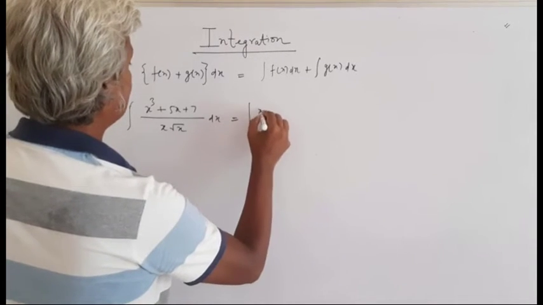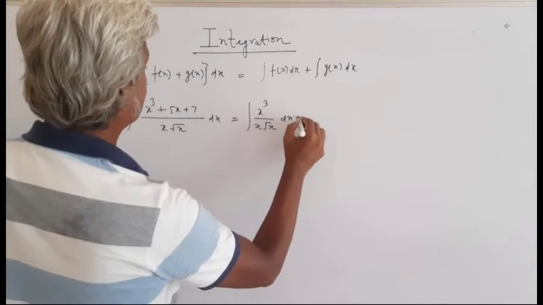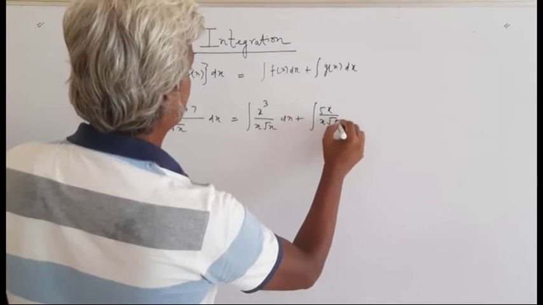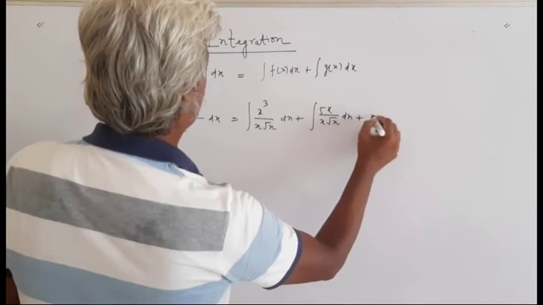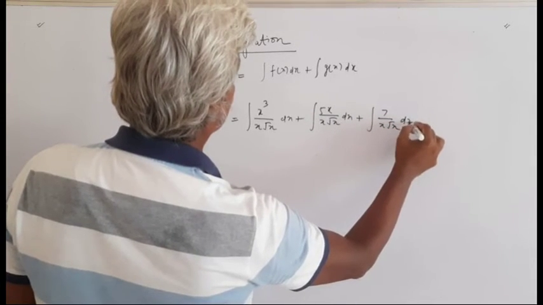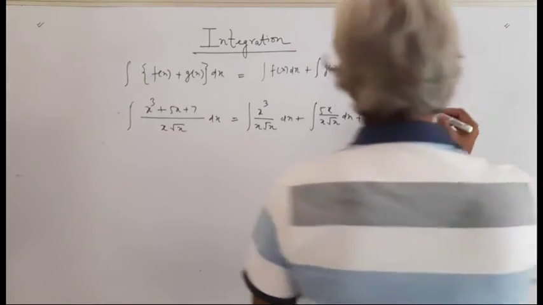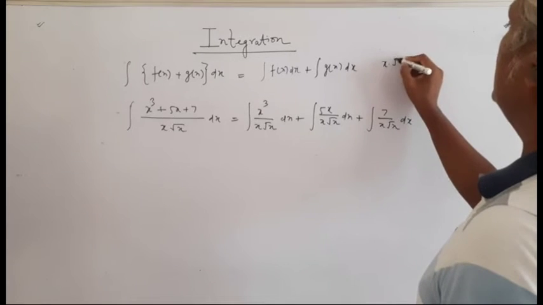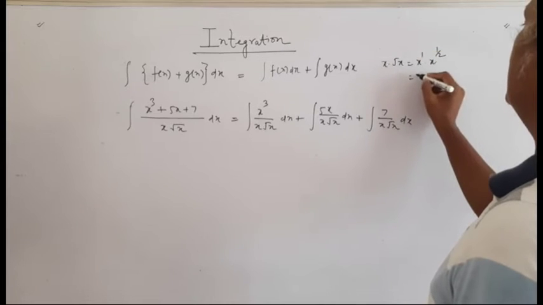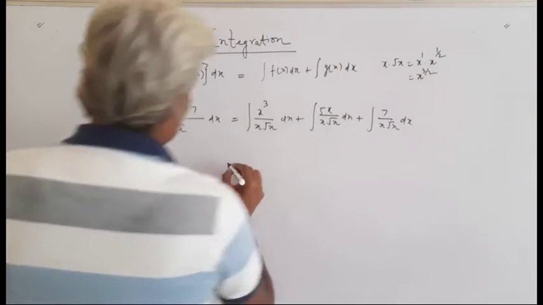So this is x to the power 3 over x root x dx, plus 5x over x root x dx, plus 7 over x root x dx. Now, what is x root x? x root x is x into x to the power half. Now use indices: this is 1 plus half, that is 3 by 2. So the whole thing becomes like this.